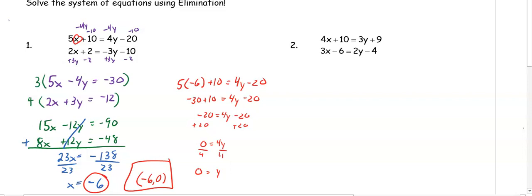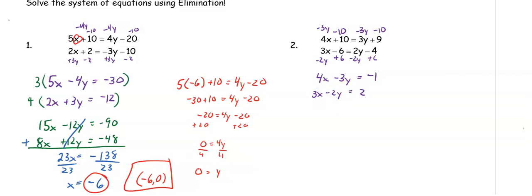For this system of equations, we need to reorganize again, so we're going to subtract 10 from both sides and subtract 3y from both sides. In the first equation, 4x minus 3y equals negative 1. In the second equation, we're going to add 6 to both sides and subtract 2y, so we get 3x minus 2y is equal to 2.